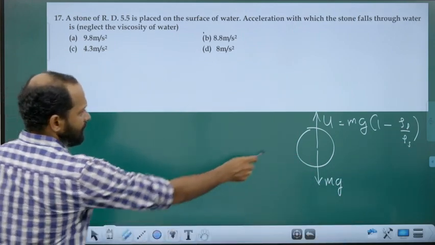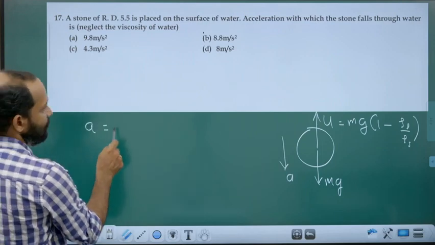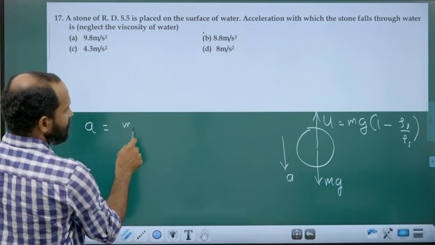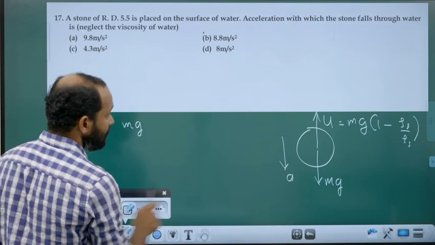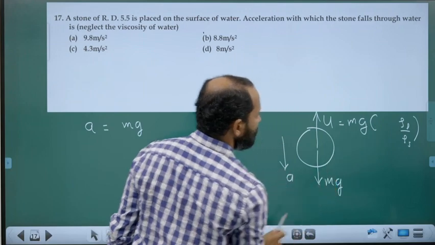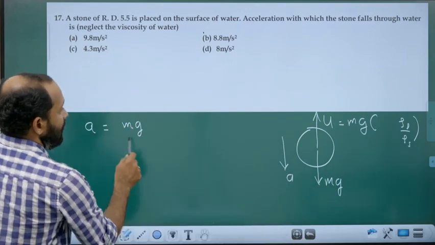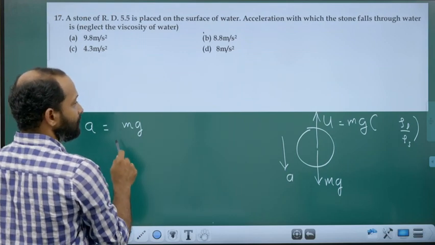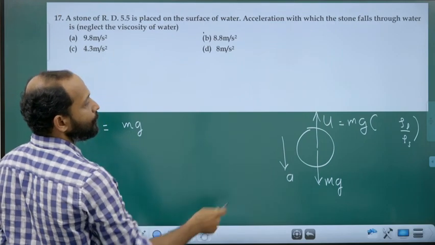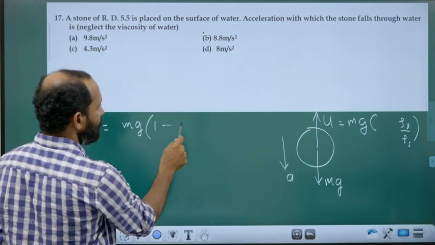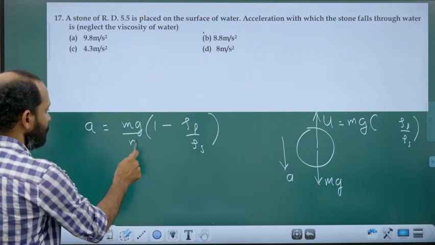Now acceleration is downward. Acceleration is equal to net force by mass. What is net force? Net force is mg. Sorry, here upthrust is only this much: mg into rho L by rho s. Okay, it's not 1 minus. Net force is weight minus upthrust. That is mg minus mg into rho L by rho s. That is mg taken as common, 1 minus rho L by rho s. Okay, for acceleration you divide by mass.